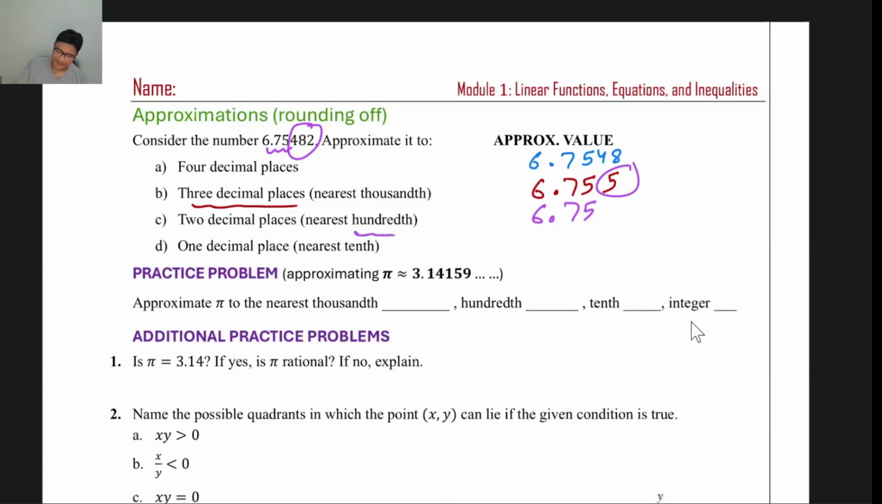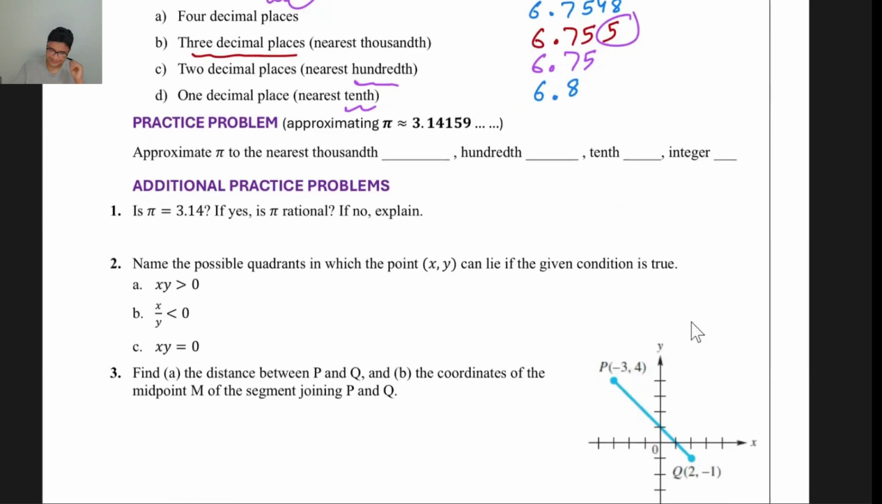Also called 100th if you do 2 decimals. And if you do only 1 decimal approximation, that is 1/10th, nearest 10th. Okay. And in this case, the nearest 10th is going to be clearly 6.8. Because the digit after that is 5. Okay. 5 or more, then you increase the value of the previous digit.